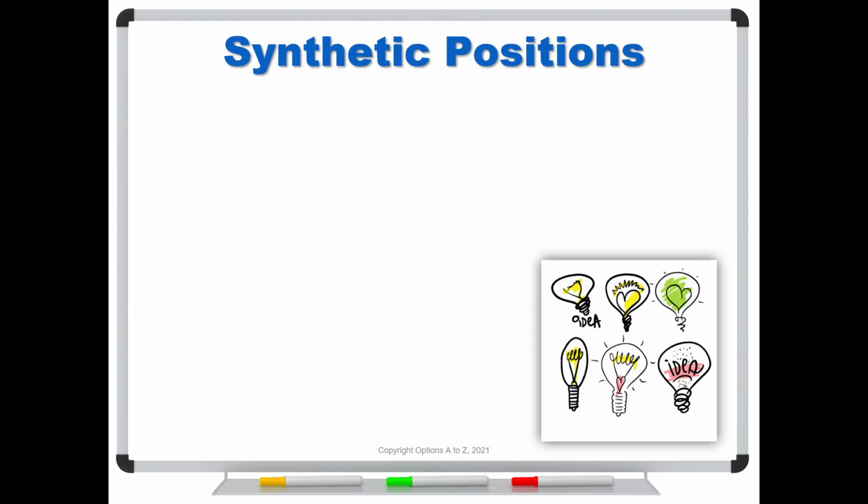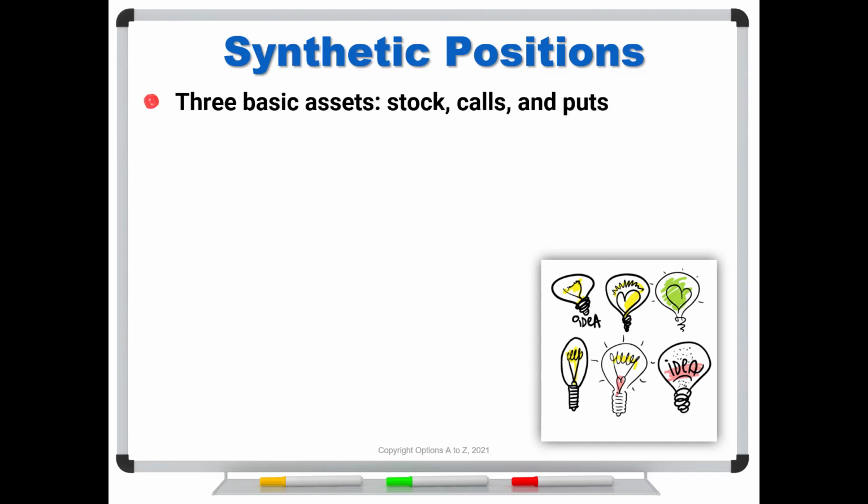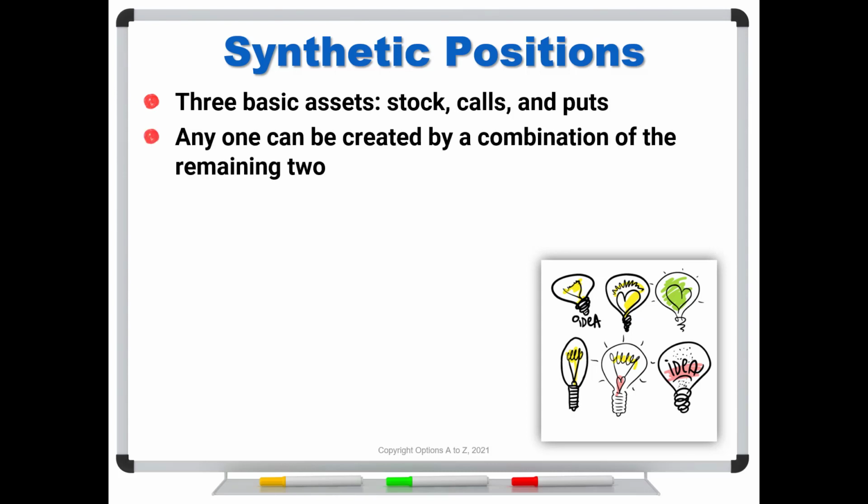So first, remember what a synthetic position is, and if you don't remember, there are other videos in here talking more in depth about synthetics. But basically, it means that we have three basic assets. We have stock, calls, and puts. And any one of these can be created by a combination of the remaining two. So I know, for instance, if I pick stock, I know that I can synthetically create stock by using calls and puts. Now, that doesn't tell me if it's long calls or short puts or whatever, but I just know that stock can be made up of calls and puts.